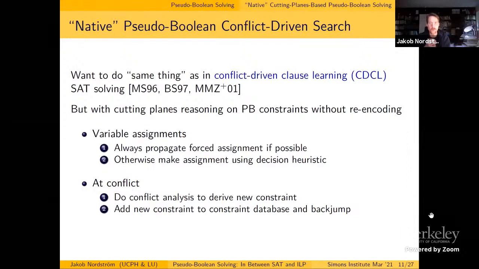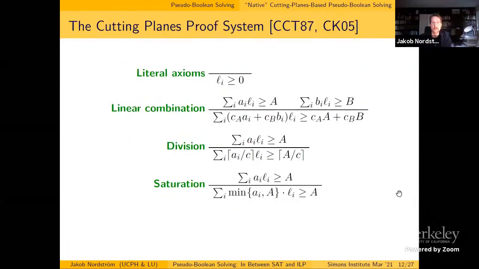And then what I want to do is look at all of the propagations that I've made that led to this conflict. I want to look at these constraints, and then do conflict analysis and learn a new constraint. But this constraint is going to be pseudo-Boolean, and I'm going to have to use some other form of reasoning than resolution to do it. And the reasoning that we're going to use is cutting planes.